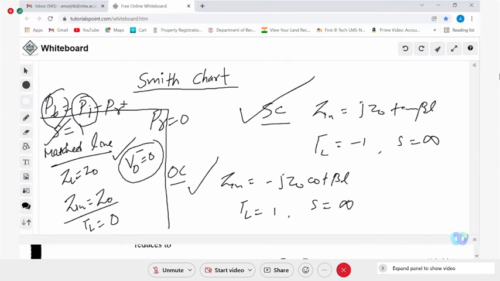And one more thing, what will be ZSC? This is ZSC and here ZOC. So what will be the short circuited input impedance and open circuited input impedance of the transmission line? So what will be ZSC into ZOC? j Z0 tan beta L into minus j Z0 cot beta L. It will be equal to Z0 square.